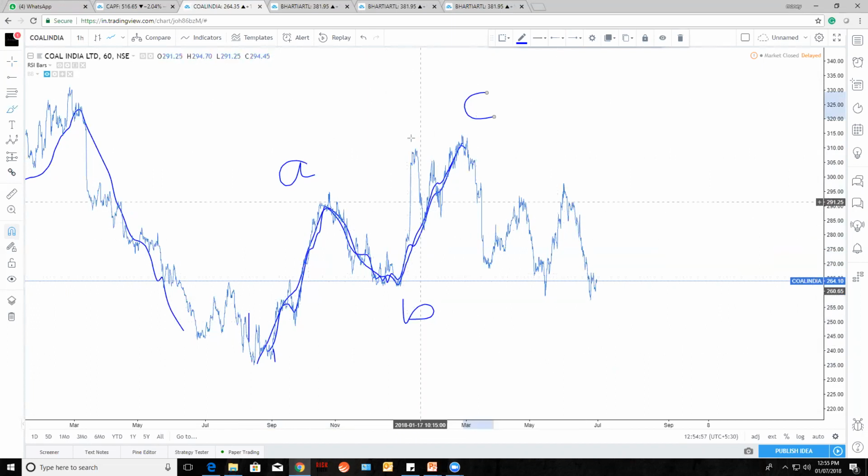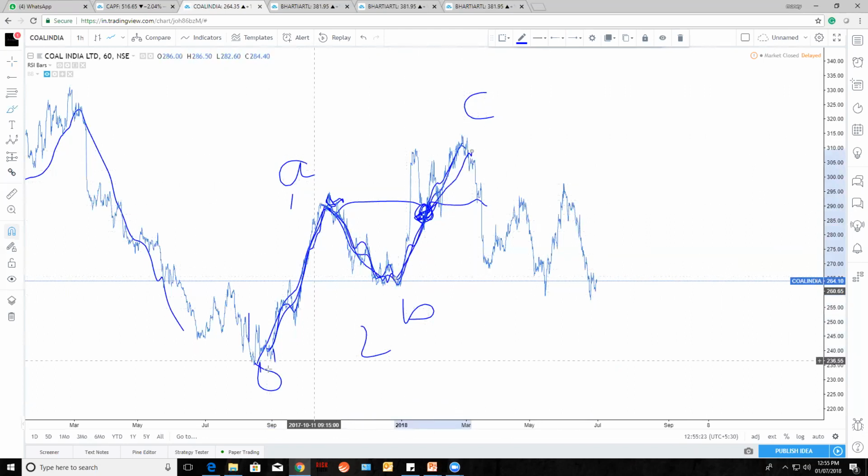Why am I saying it is not a third wave? Because it's overlapping the beginning of A. Let's say this is 1, this is 2, and this is a third wave. Yes, it might be, but whenever it is touching the top of 1, then it cannot be 1, 2, 3, 4, 5. It might be ABC, right? A, B, and C. A is an impulse followed by a correction and one more impulse. Got it?